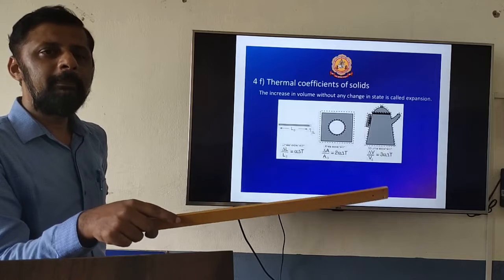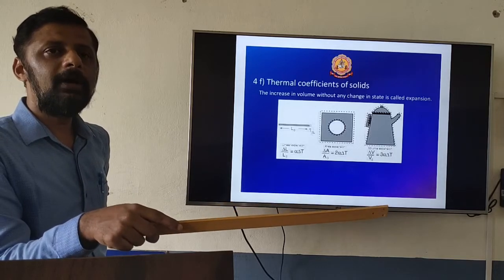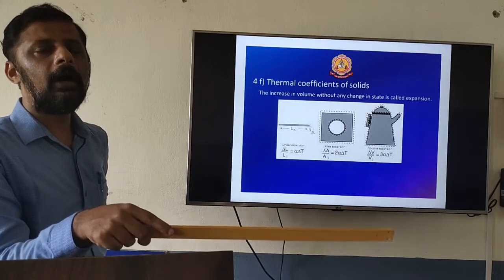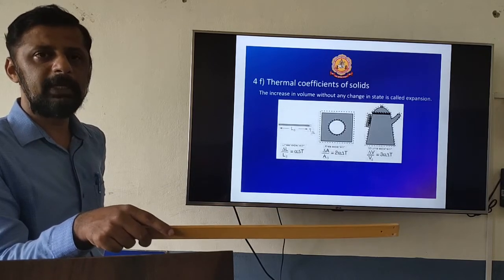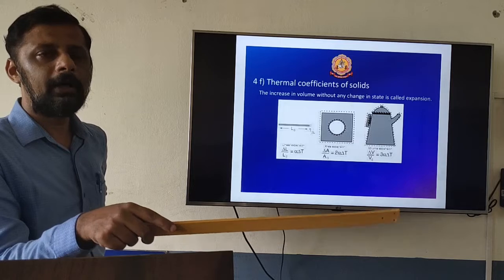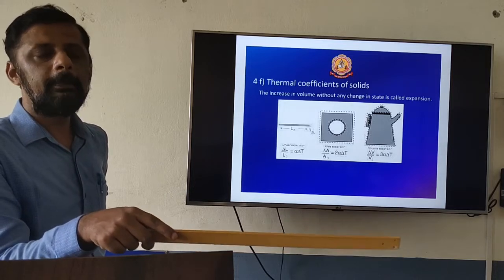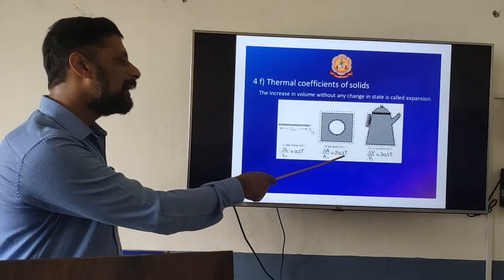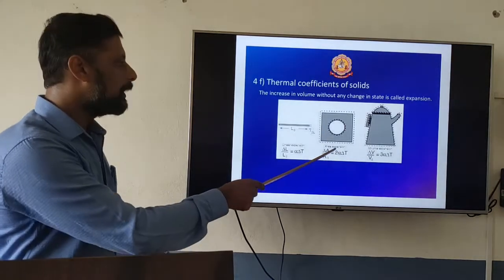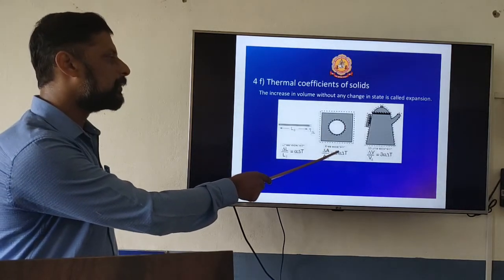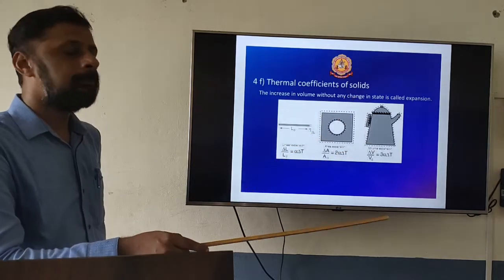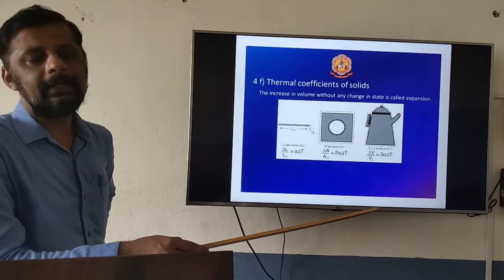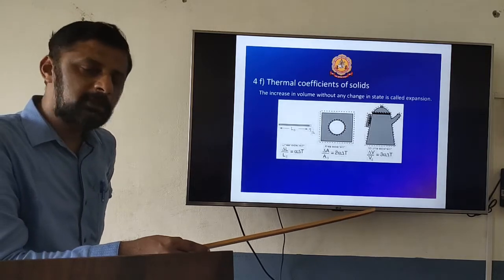So here alpha and beta, how are they related? Alpha is to beta is to gamma is equal to 1 is to 2 is to 3, or alpha is to beta is equal to 1 is to 2, or alpha is equal to beta by 2, or beta is equal to 2 alpha. Therefore, instead of writing beta here, they will write 2 alpha. Therefore, delta A by A0 is equal to 2 alpha into delta T. Similarly, if the volume of the solid increases due to the heating, then that type of expansion is called volume expansion.